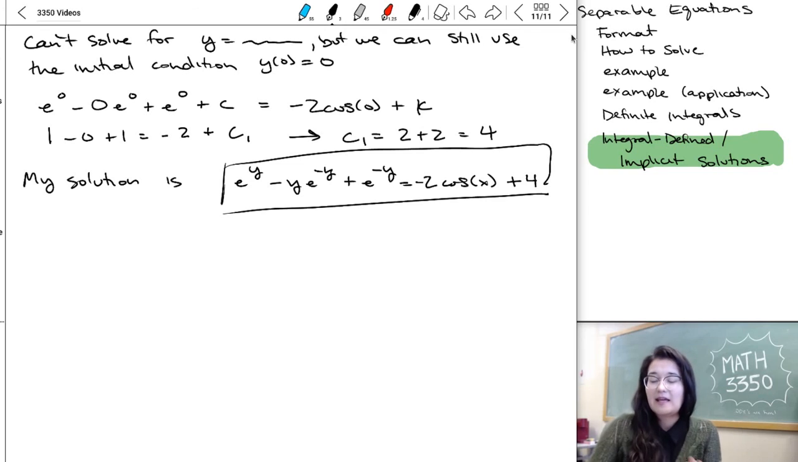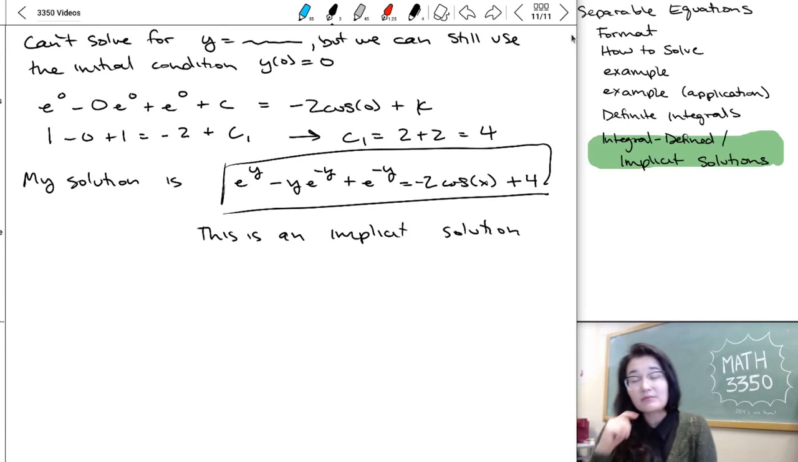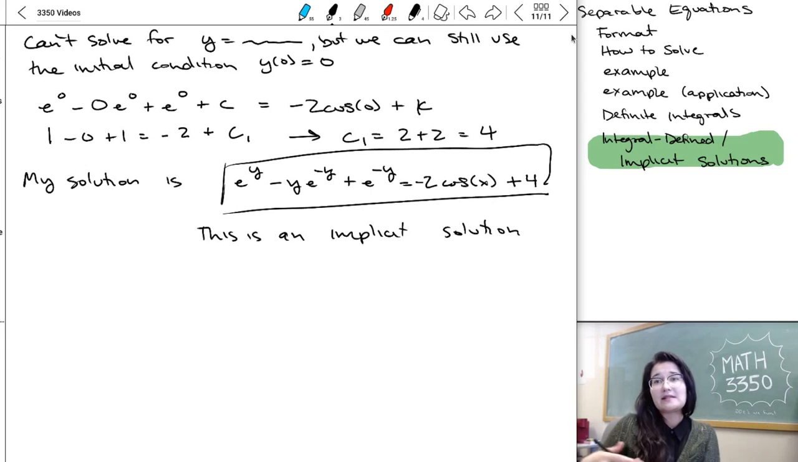And again, this is a case where I've used my initial conditions, so I've gone further than if I just sort of gave up when I couldn't solve for y. I still haven't solved for y. This is what's called an implicit solution to the initial value problem because it doesn't explicitly solve for y. And it's still a valid way to have a solution. So just bear this in mind if you ever run into a problem where you can't solve for y.